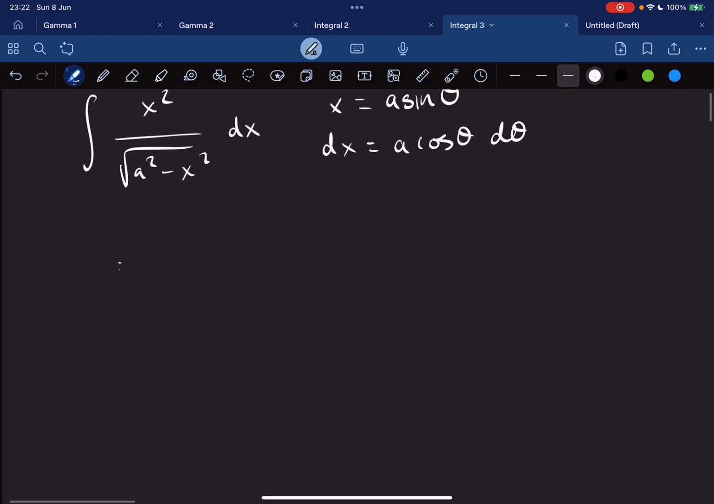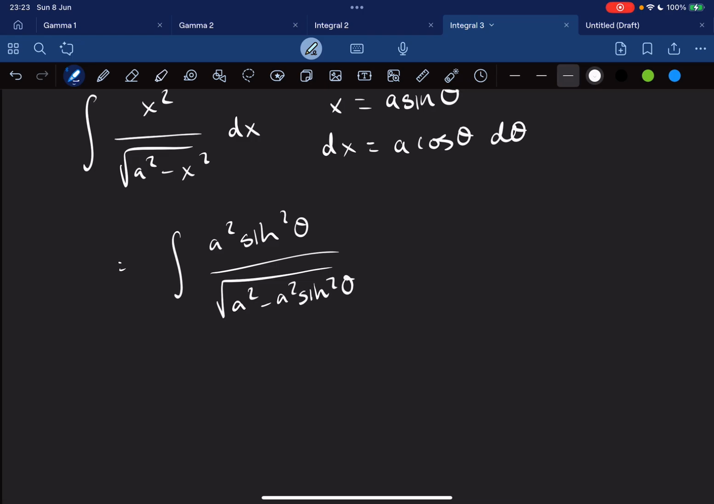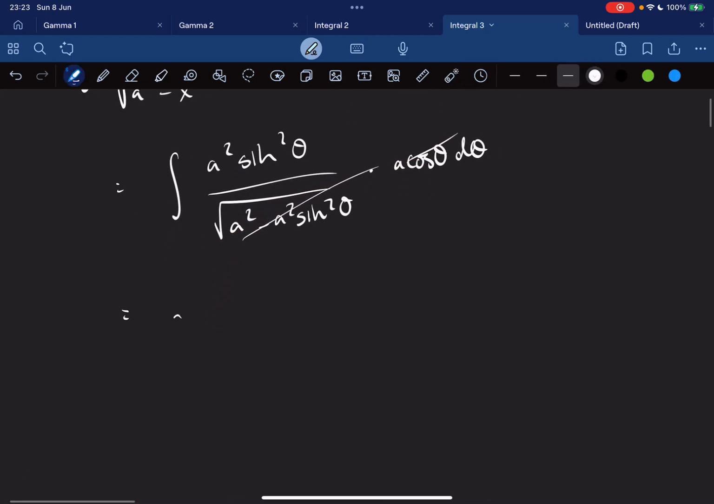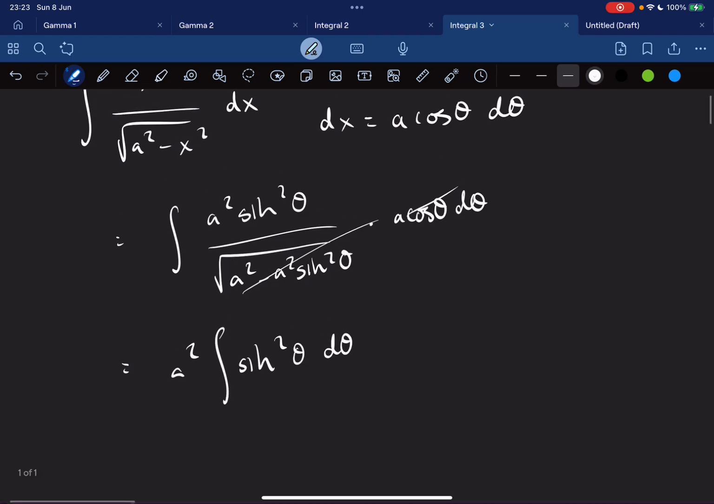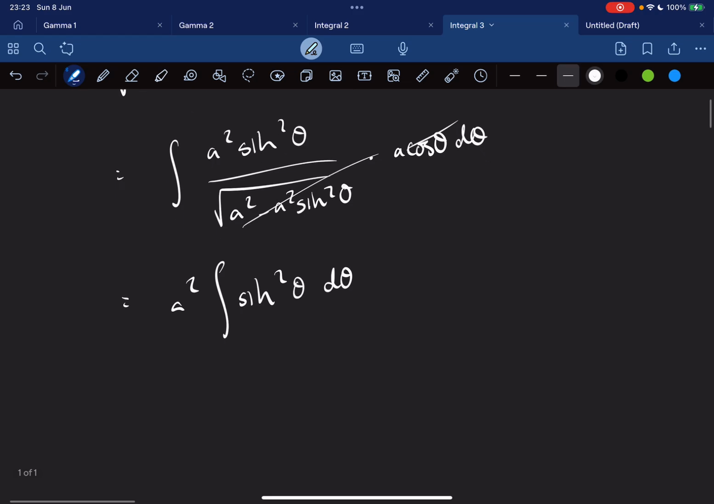So we're going to plug that in. We've got a squared sine squared theta by the square root of a squared minus a squared sine squared theta. And we're going to times by dx, which is a cos theta d theta. This term down here is obviously just going to go to the square root of a squared cos squared theta, which goes to a cos theta. So this and this cancel out. And we're left with this integral here, which we know how to do pretty easily. And that's obviously simplified pretty well, in only 2 lines there.